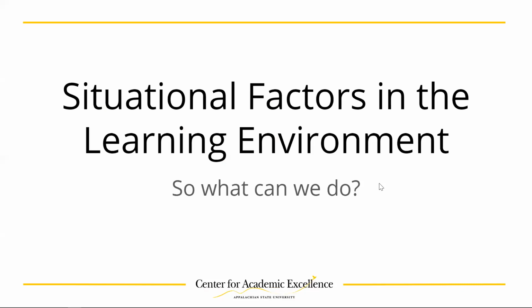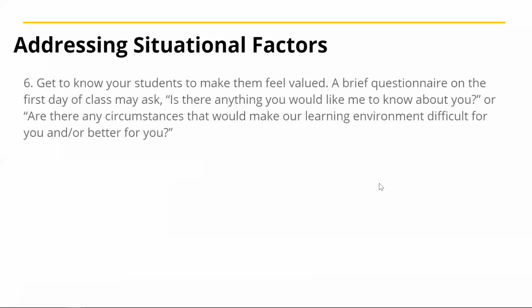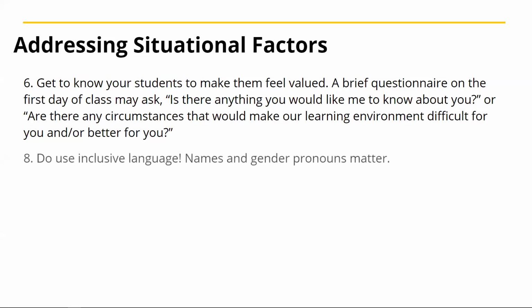So what are some other things that we can do to address these situational factors? Get to know our students, make them feel valued as humans and not just a number, particularly if we teach large classes. With a brief questionnaire on the first day of class, you could ask, is there anything that you would like me to know about you? Or are there circumstances that would make our learning environment difficult for you or better for you? So this is information for us as instructors, but it's also a signifier to students that we do care and we care about them deeply.